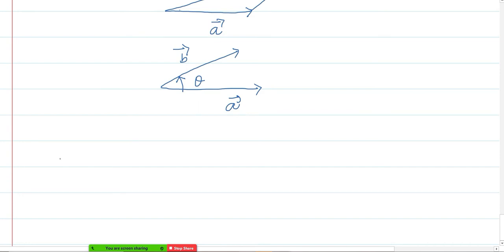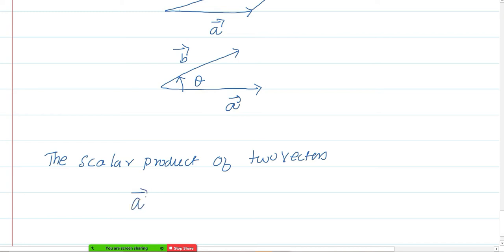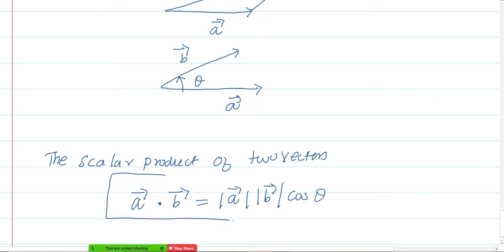So the dot product is defined as the scalar product. It is defined as A vector dot B vector is equal to magnitude of A vector times magnitude of B vector times cos of angle between A and B. Okay, so this is the definition of scalar product of two vectors.